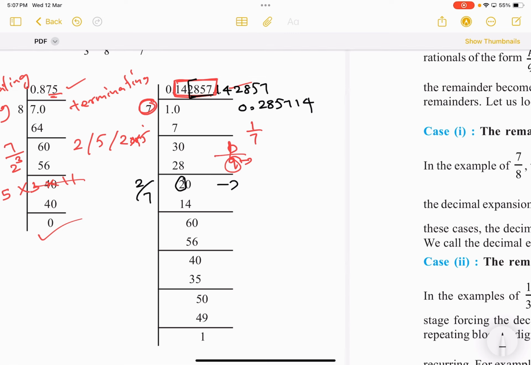So 285, then 1 4 bar. Till this 1 4. This is the answer for 2 by 7, 0.285714 bar. And the next question is 3 by 7. So 3 by 7, what will be your answer?